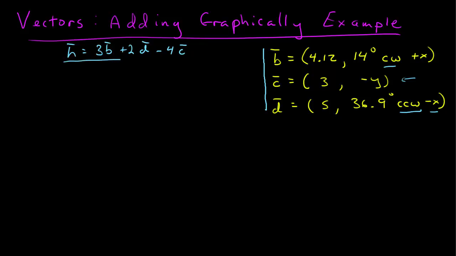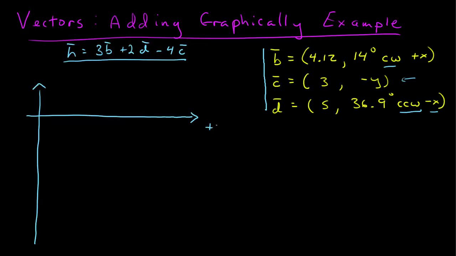And I want to find this resulting h vector, 3 times b plus 2 times d minus 4 times c. Drawing big pictures so you can work out all the angles is important. Before I did that, I in fact sketched this out of where I thought it might end up. Without doing any calculations, I determined that most of the picture would be in this quadrant. If this is positive x, this is positive y.